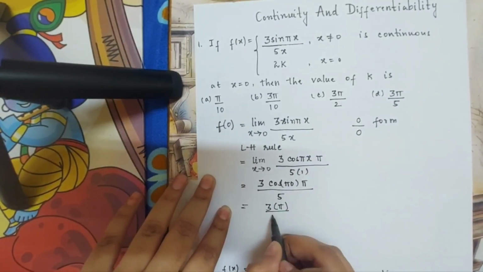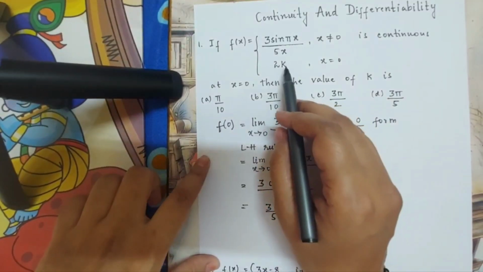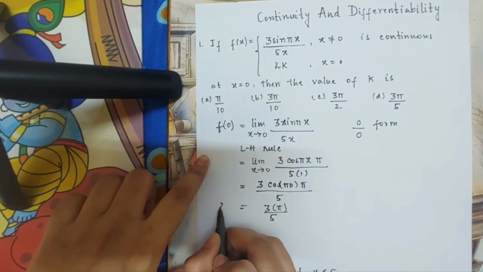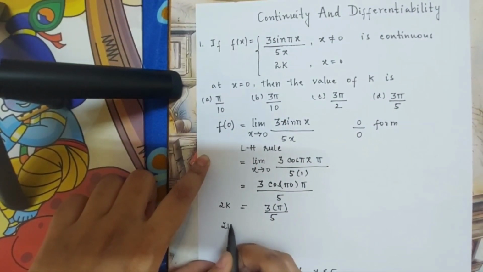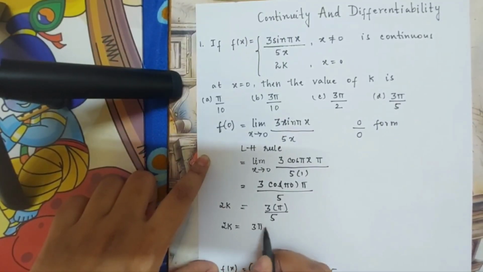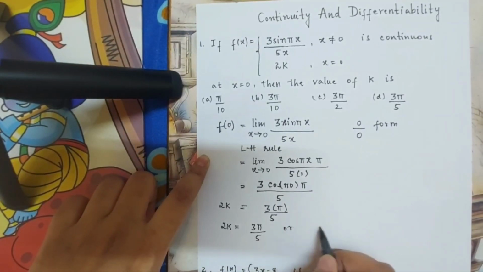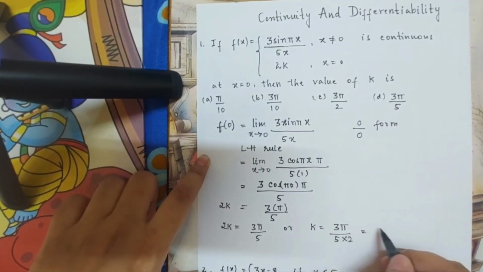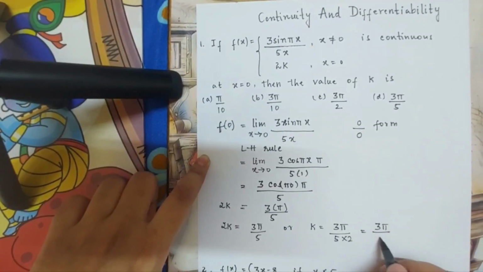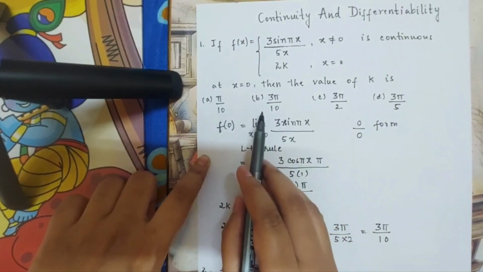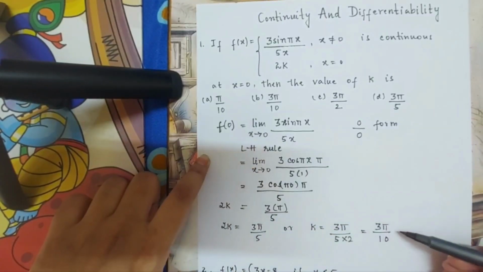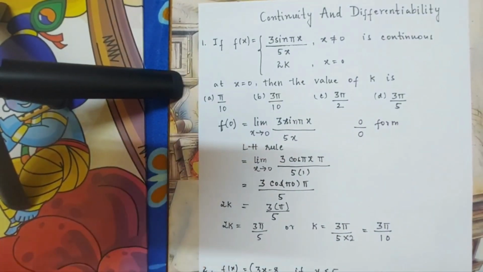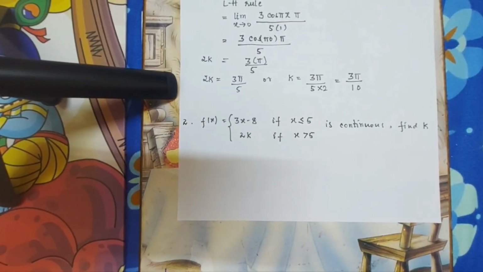pi divided by 5. So we already know f of 0 is 2k. So 2k will be equal to 3 pi by 5, or k will be equal to 3 pi by 5 into 1 by 2. So the value of k becomes 3 pi divided by 10. So here our option B is correct. 3 pi by 10 is the answer. So now let us move on to our next question.